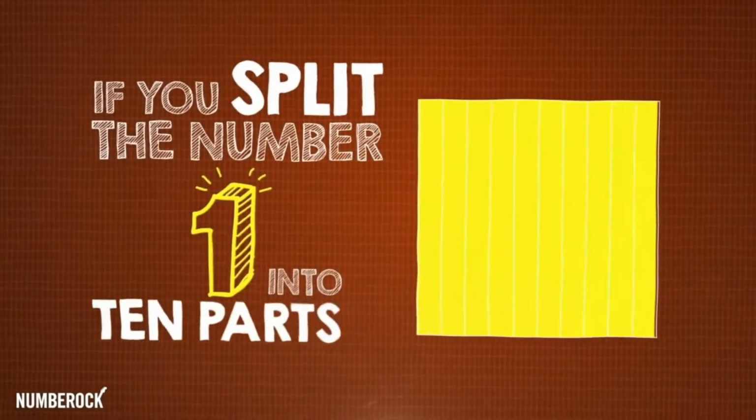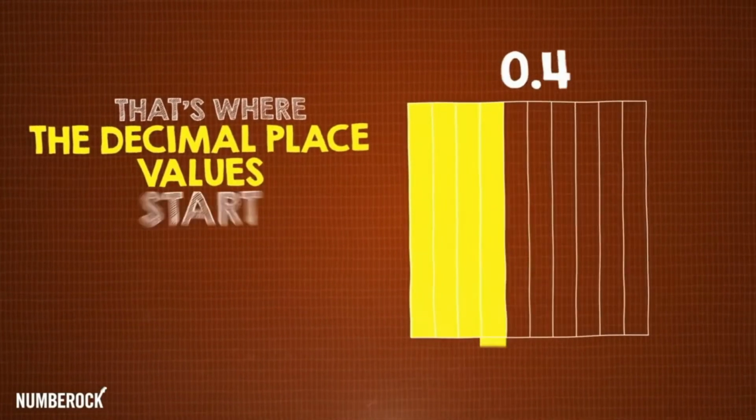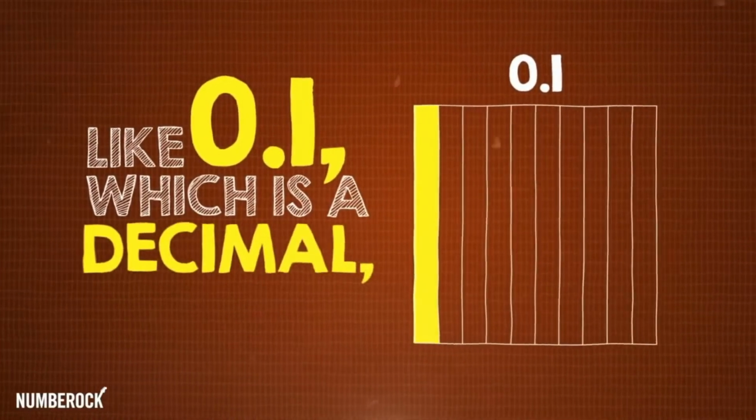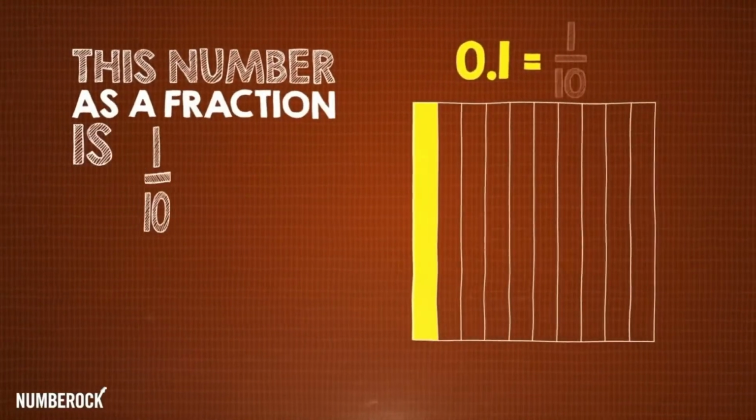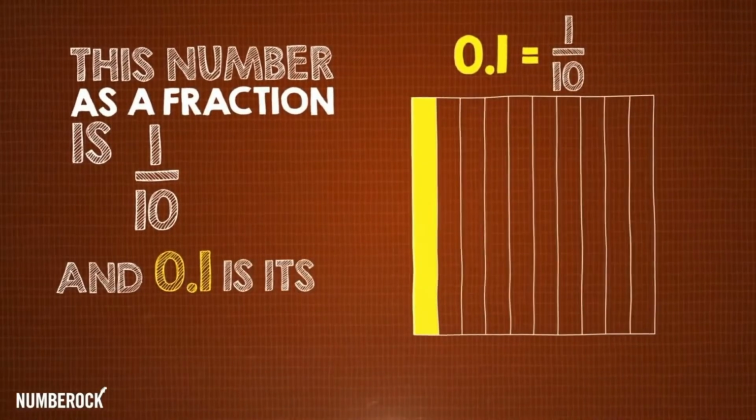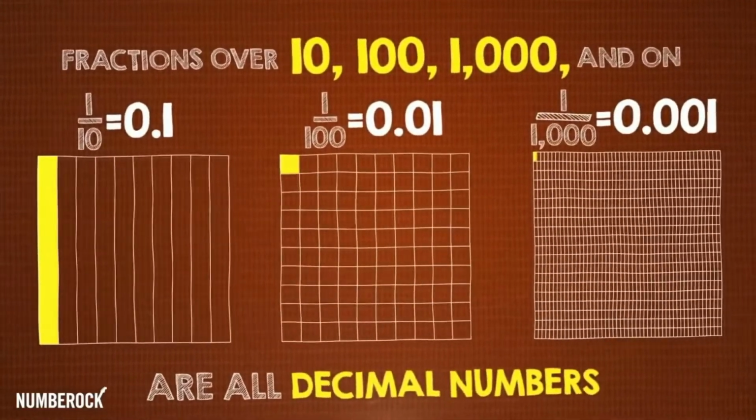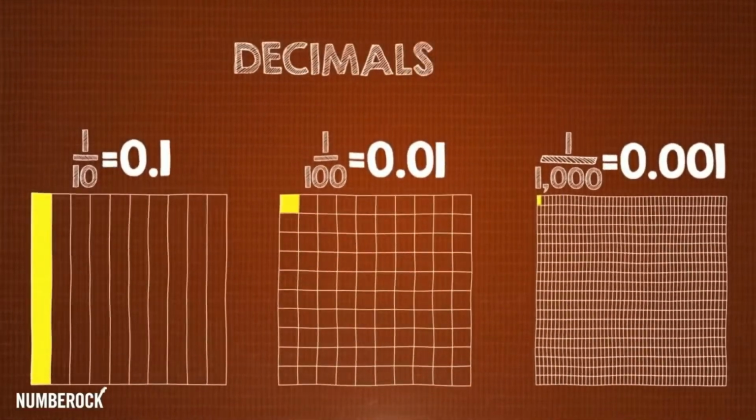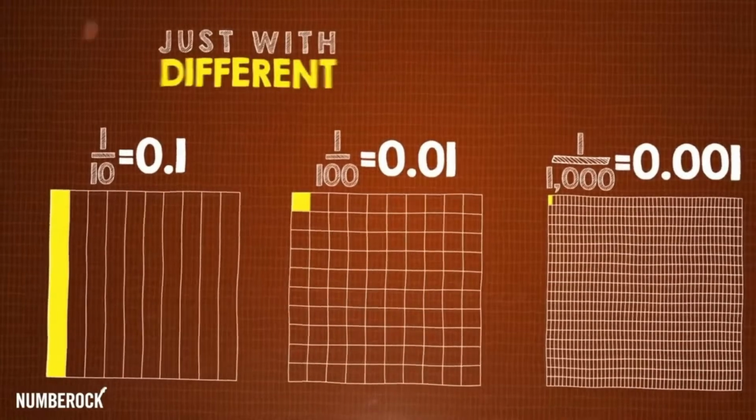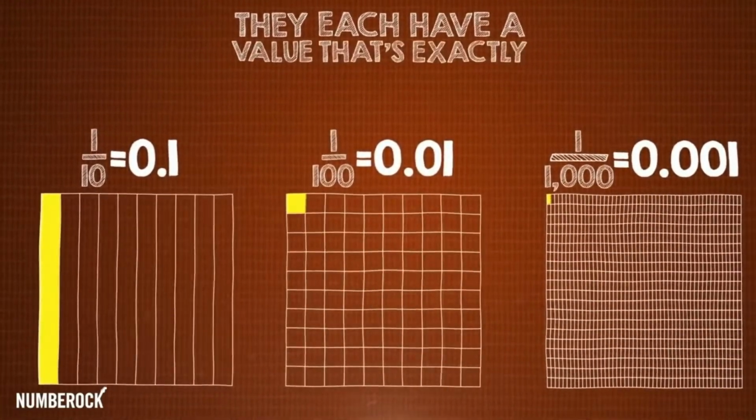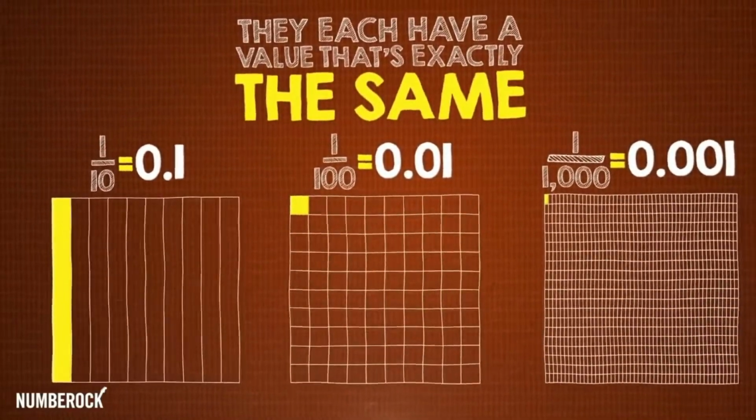But before that, come and dance and sing with me. The number 1 into 10 parts, that's with a decimal place value start. The values less than 1, they're quite small, like 0.1, which is a decimal, y'all. This number as a fraction is 1 over 10, and 0.1 is its decimal equivalent. Fractions over 10, 100, 1000, and on are all decimal numbers, it's a phenomenon. Decimals are fractions, just with different names. They each have a value that's exactly the same.